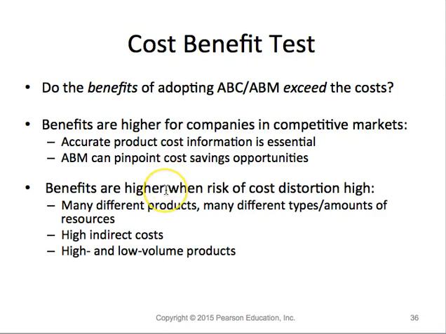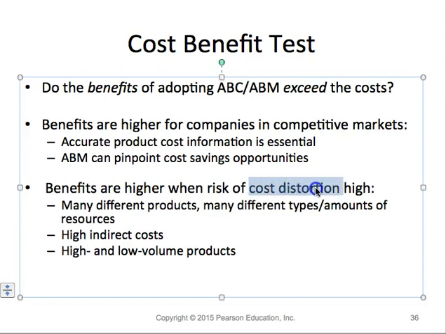Another benefit is that benefits are higher when the risk of cost distortion is high. So you want to reduce the distortion in the cost so that it can improve your benefits. With many different products and many different types and amounts of resources, you cannot put them all together to calculate cost, because if you do that, you're going to see cost distortion.